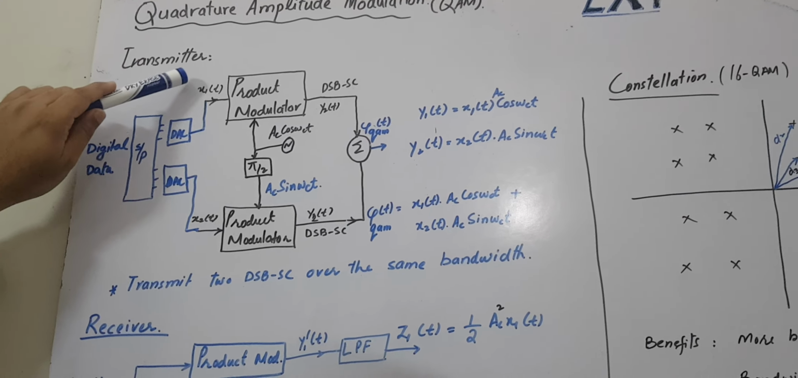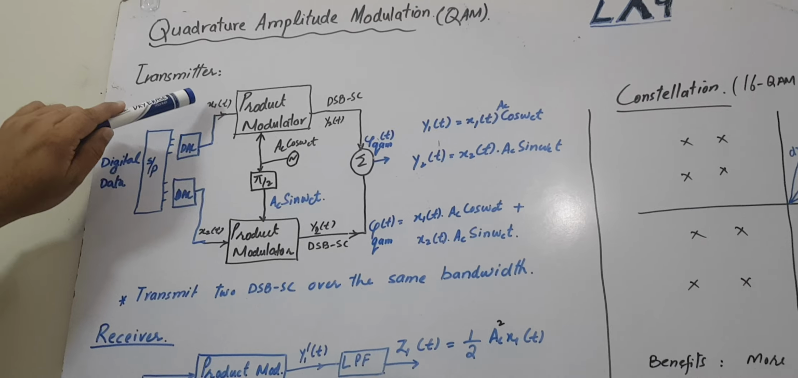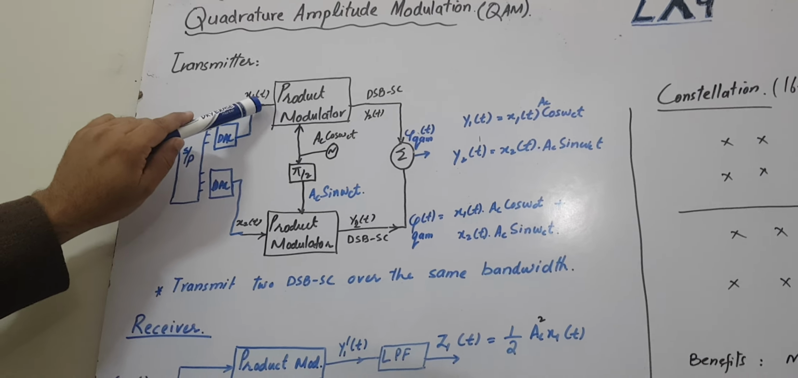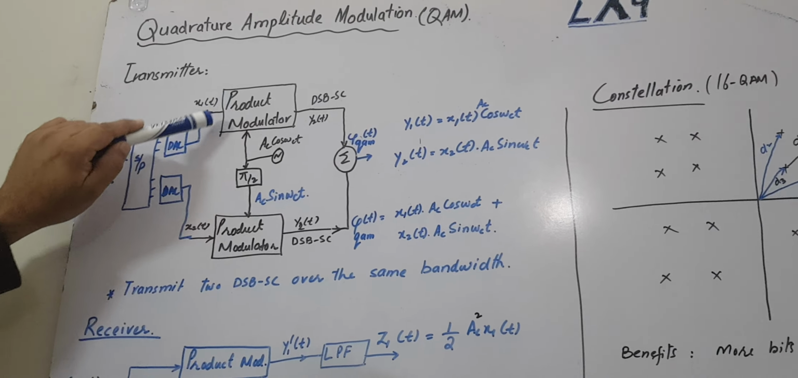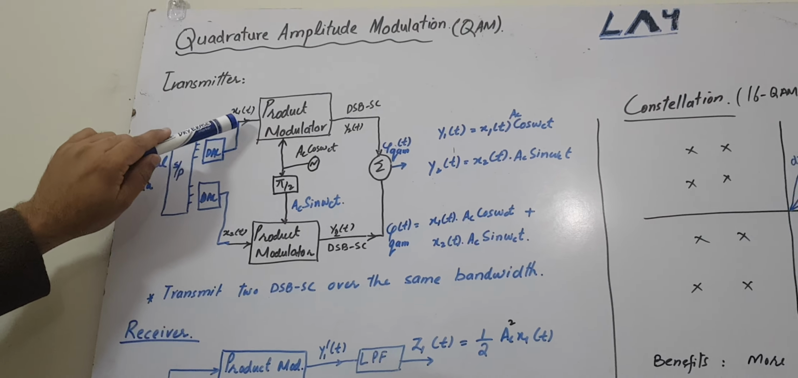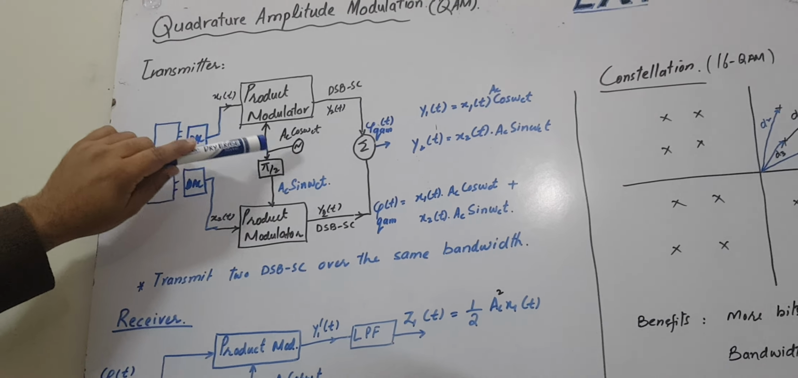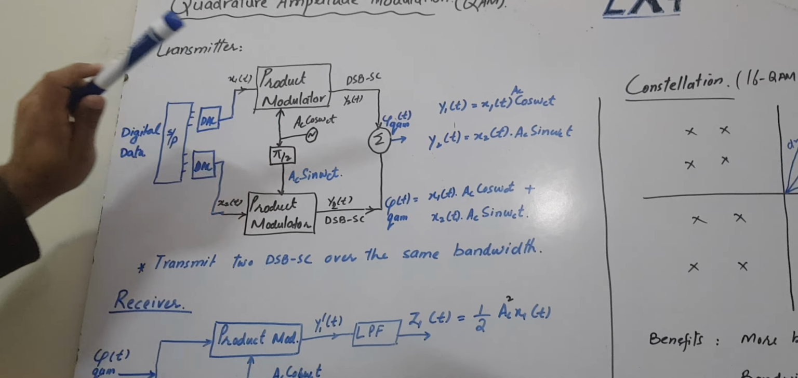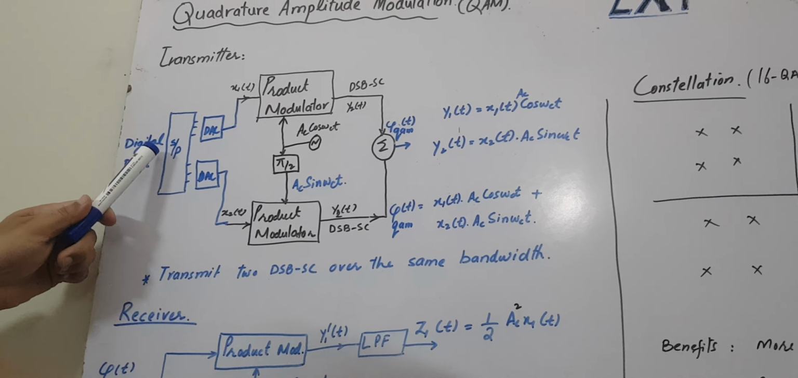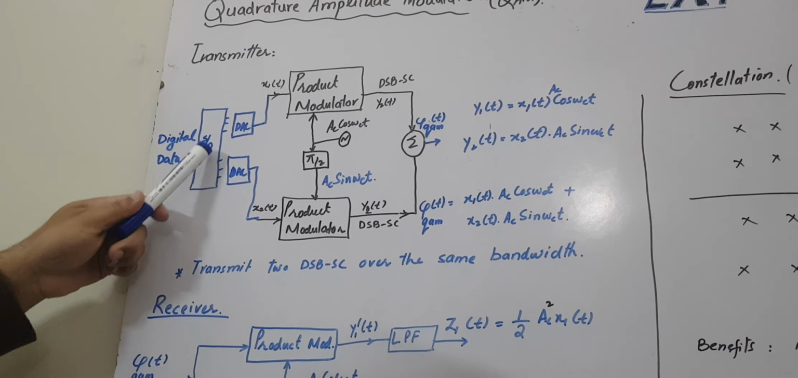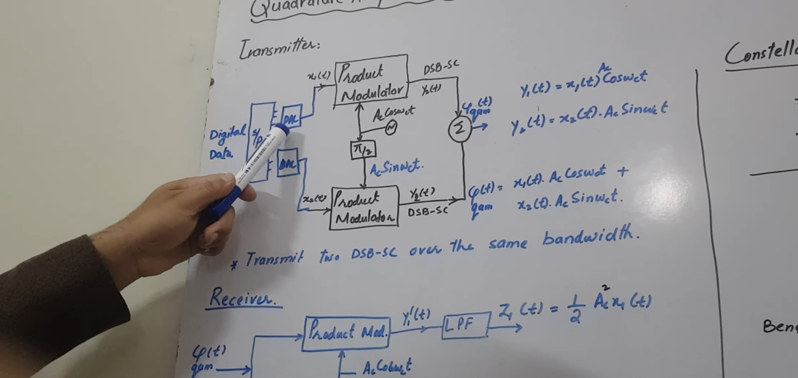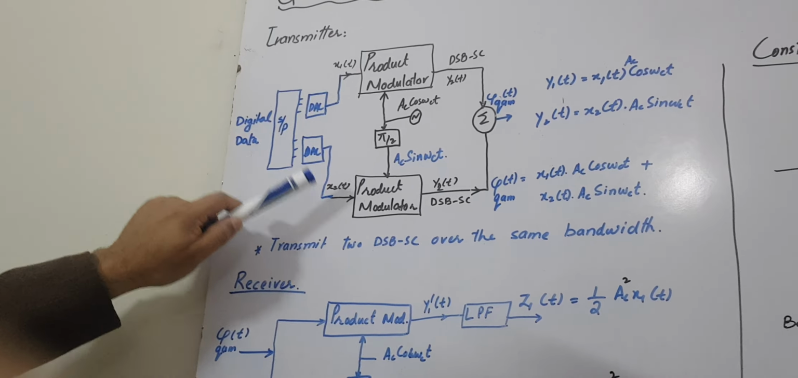So if we consider x1(t), x2(t), the analog messages, we take the analog message, and the input of the product modulator is one, the analog message x1(t), and the other one is the carrier Ac cos omega ct. But if we have digital data, then we can use serial to parallel conversion, then a digital to analog converter, and then we get x1(t) and x2(t).